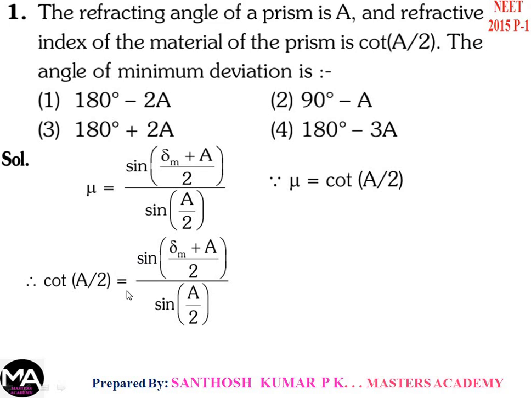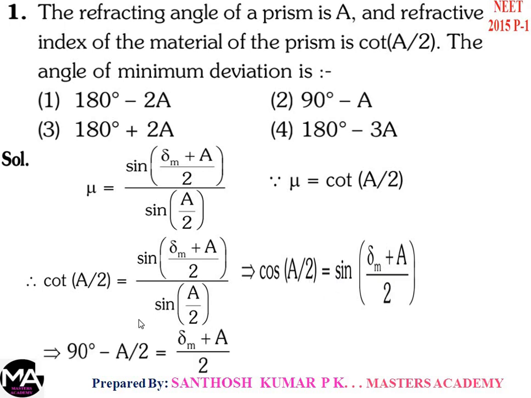Therefore, cot A by 2 is equal to sine of (delta m plus A) by 2 by sine A by 2, which implies cot A by 2 into sine A by 2 becomes cos A by 2, equal to sine of (delta m plus A) by 2. Cos A by 2 is written as sine of (90 minus A by 2), equal to sine of (delta m plus A) by 2. So sine cancels. So 90 degree minus A by 2 is equal to (delta m plus A) by 2. On calculating, we get delta m is equal to 180 degree minus 2A. Therefore, the option is the first one, 180 degree minus 2A.